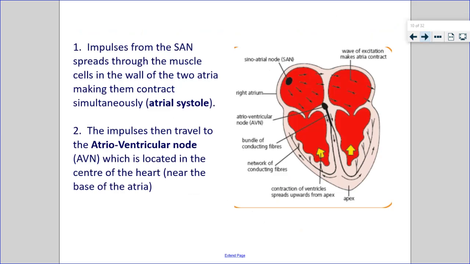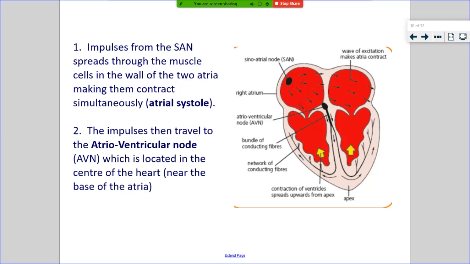So how does this work? Well, if you take a look, there is the SA node, the wall of the right atrium. The first thing that happens is that an impulse spreads from that SA node, and you can see the arrows that it's spreading out across the right and the left atrium, first of all. That causes the atria to contract at the same time, and that's basically atrial systole.